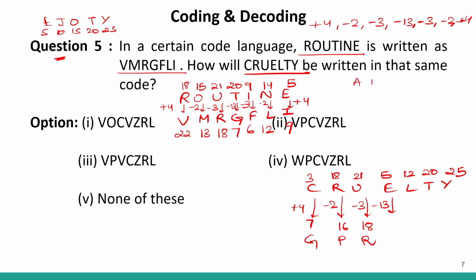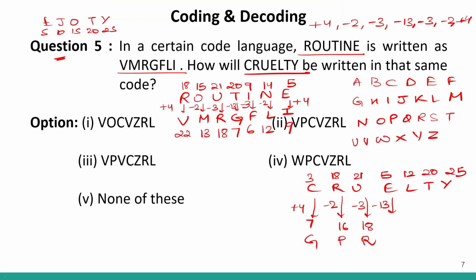So let me write the letters. A, B, C, D, E, F, G, H, I, J, K, L, M, N, O, P, Q, R, S, T, U, V, W, X, Y, and Z. So from E, I'm going -13. So 1, 2, 3, 4, 5, 6, 7, 8, 9, 10, 11, 12, 13. I will get R, correct? Which is at the 18th place.